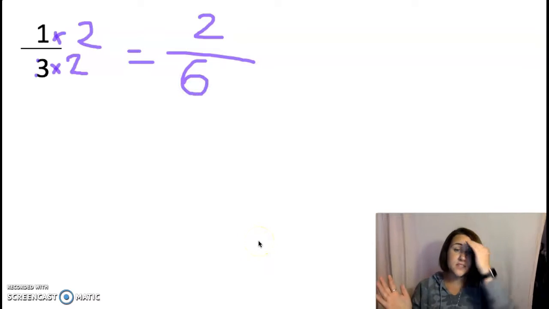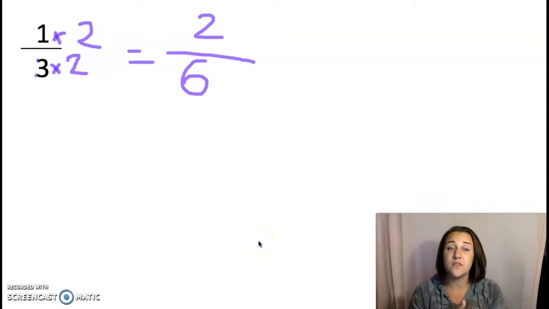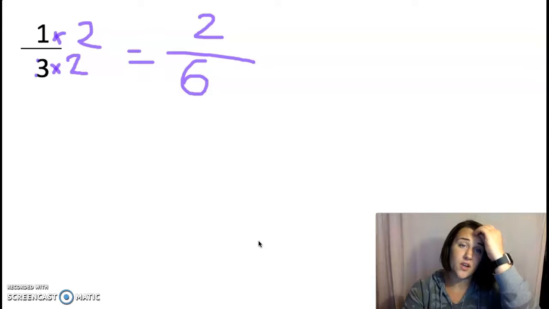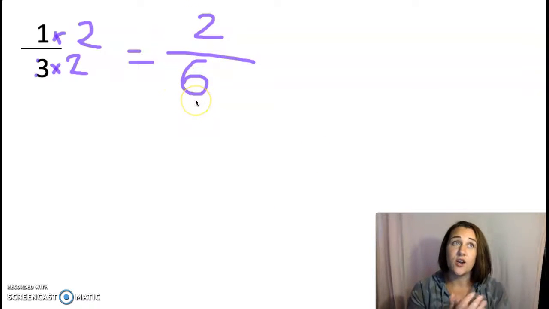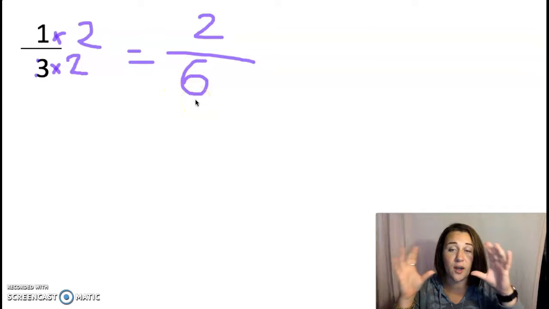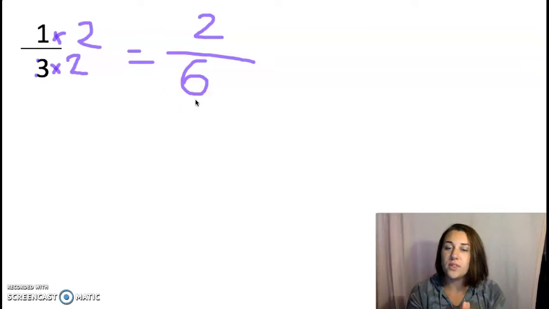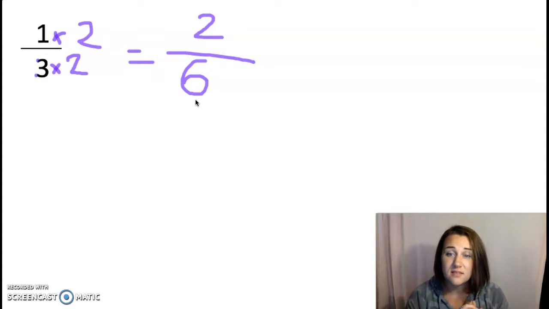And that's it, friends. Now I just found an equivalent fraction. I know that 1/3 is equivalent, right? Equivalent means equal to 2/6. Remember, with equivalent fractions, our numbers are different, but they both equal the same amount. The amount doesn't change.